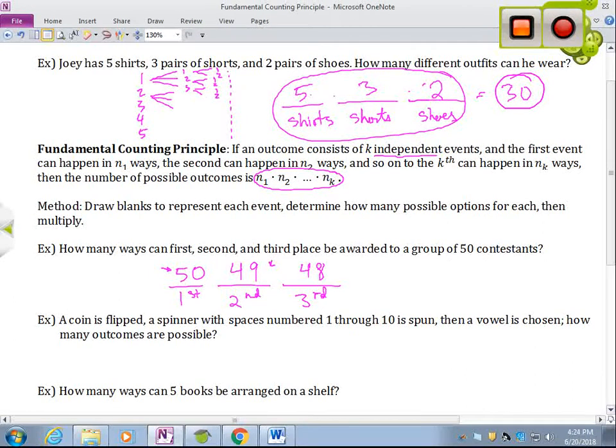Can't be the same person that got first or the same person that got second. So there's 48 people left, 48 contestants left to possibly get third. So we have 50 times 49 times 48. We multiply those together, we get 117,600. Okay, so 117,600 different ways that 50 contestants get first, second, or third place, which means it's a really good thing that we didn't try and do that with a tree diagram.